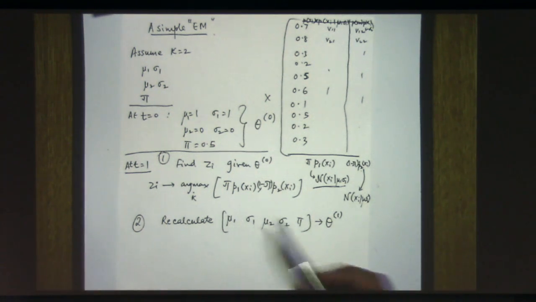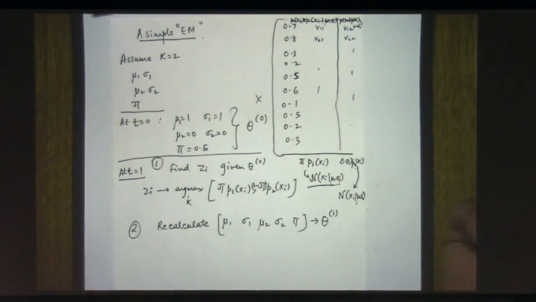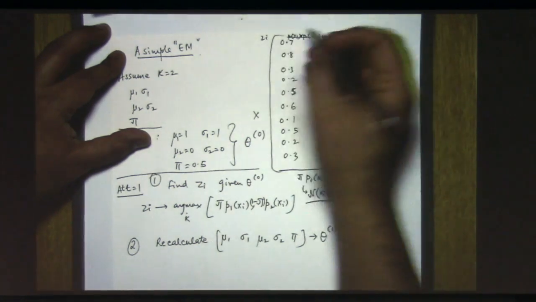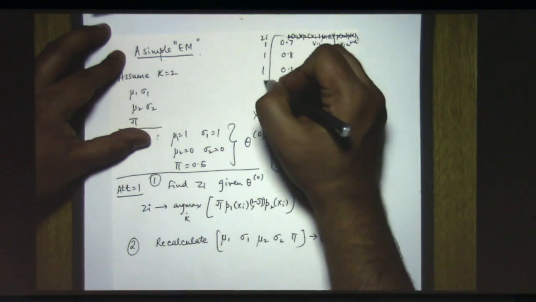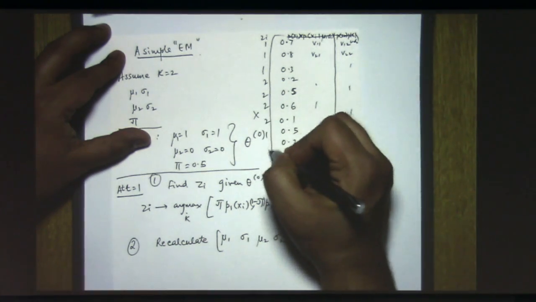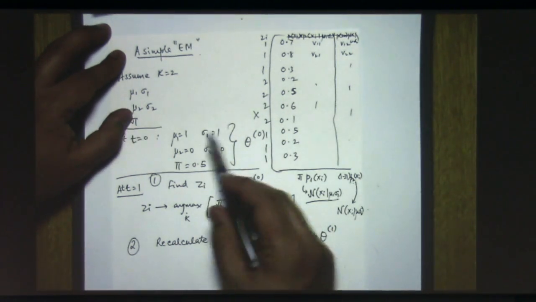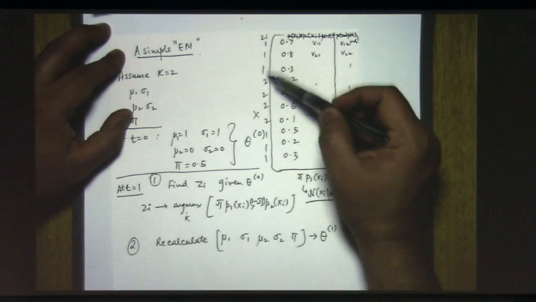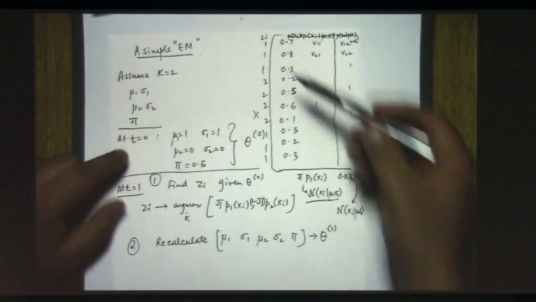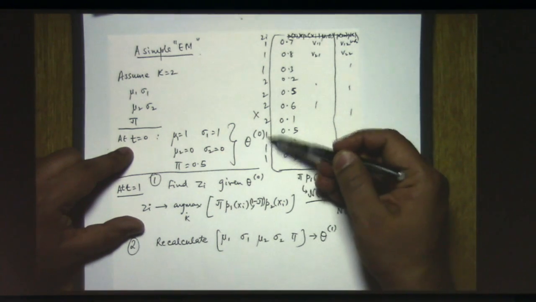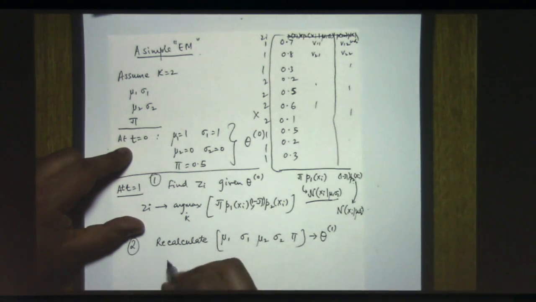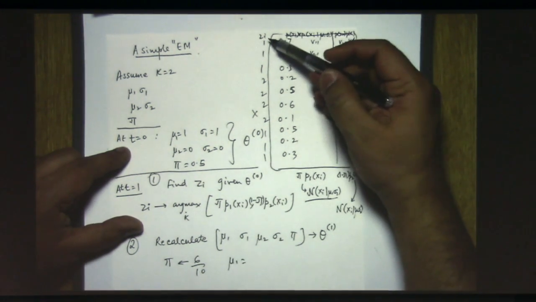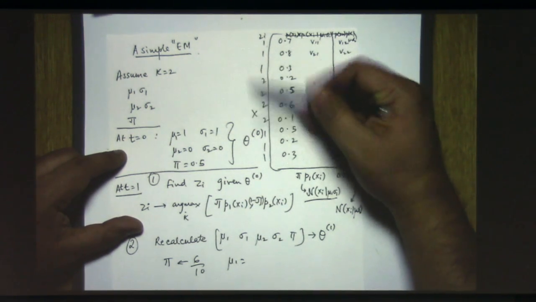Because now, since I know what my zi's are according to these calculations, let's say my zi's are like this: 1 1 1 2 2 2 2 1 1 1, which means that according to these parameters, these points should be generated by the first component, and these points by the second component. So now you can recompute your pi, right? Your pi will just be 3 4 5 6 by 10. Mu1 will be just the mean, or the MLE estimate, for all the points that are generated by 1, and so on, right?